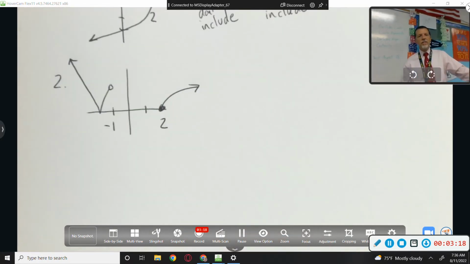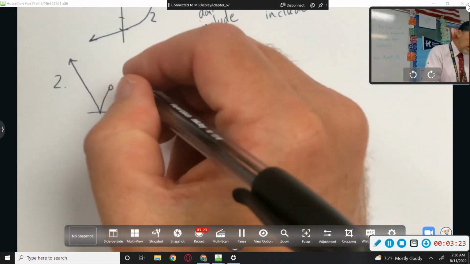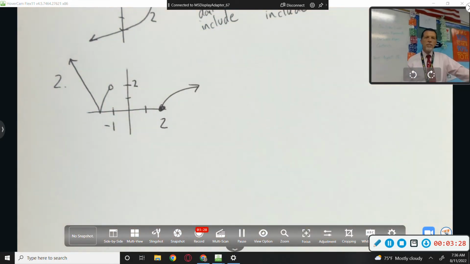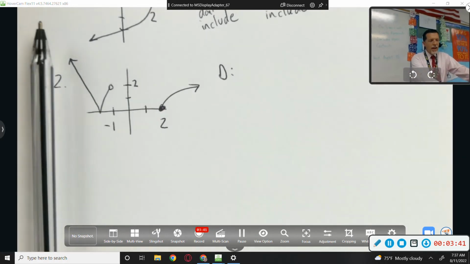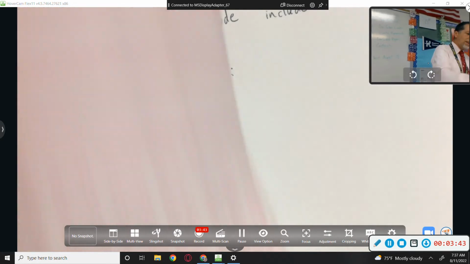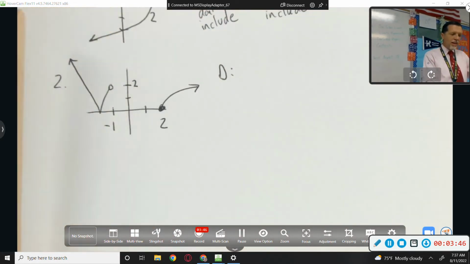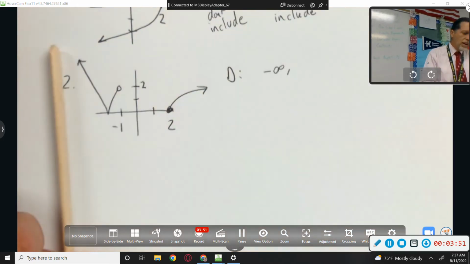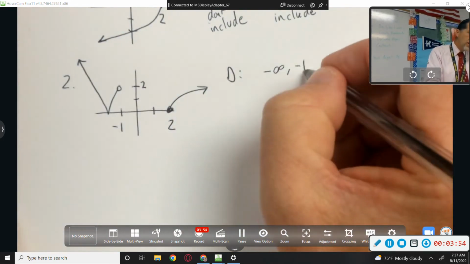There's a goofy looking graph. So we read the domain, x values. I think about reading it left to right, and it's a little bit like the vertical line test. I think about scanning the graph from left to right. The first value happens way out there at negative infinity, and the graph continues to negative 1.